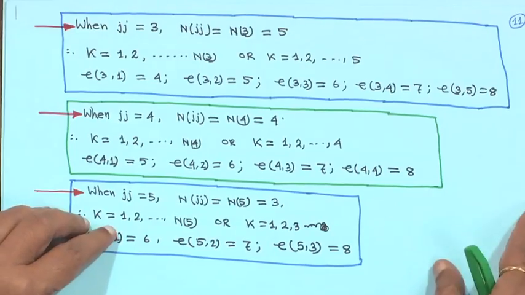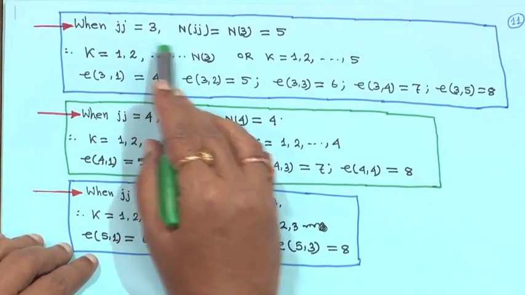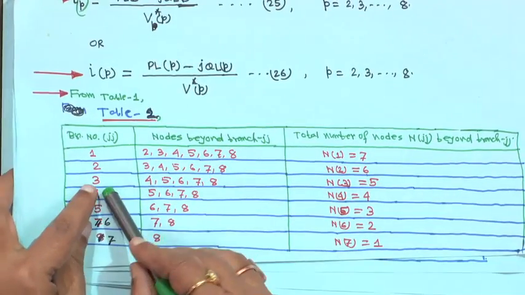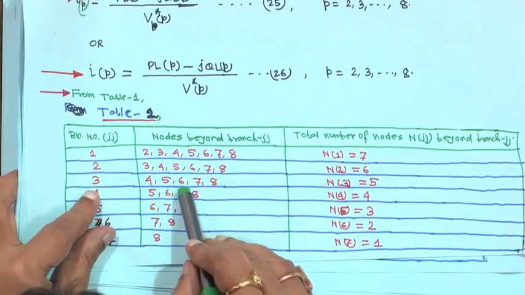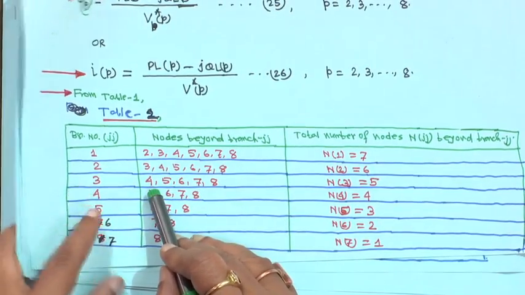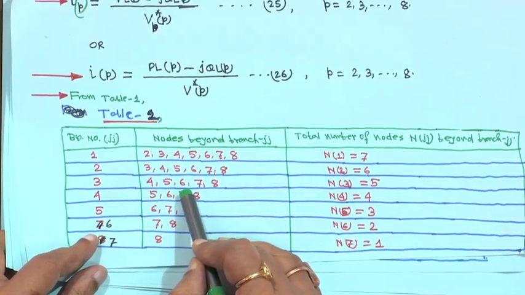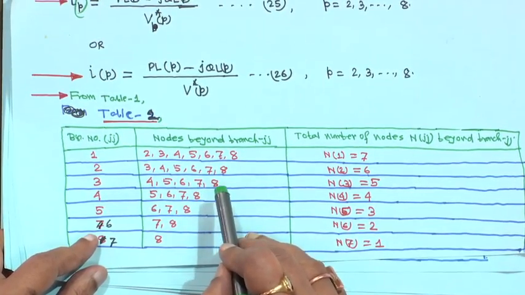Okay. Now, look, for your understanding, I make each and everything such that you will not face any problem, right. When jj is equal to 3, n_jj, that is n3, is equal to 5. Look at this table: when jj is equal to 3, n3 is equal to 5, because you have 5 nodes: 4, 5, 6, 7, 8. So E31 will be 4, E32 will be 5, E33 will be 6, E34 will be 7, and E35 will be 8.